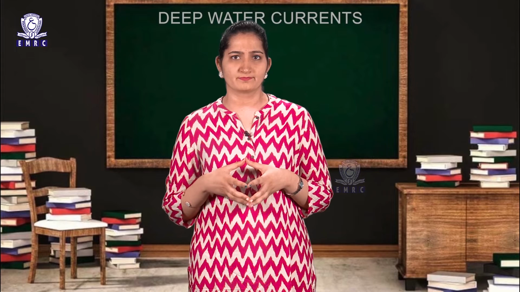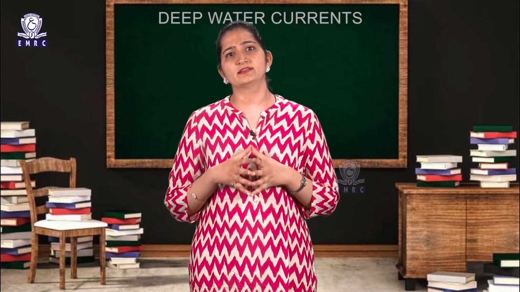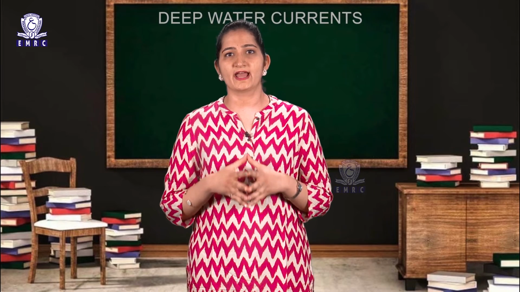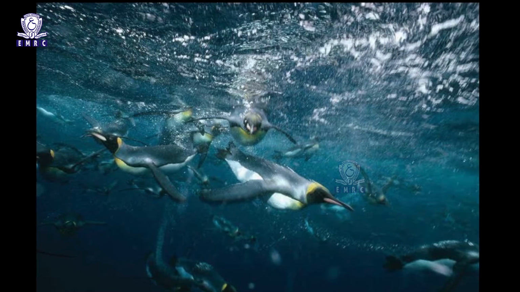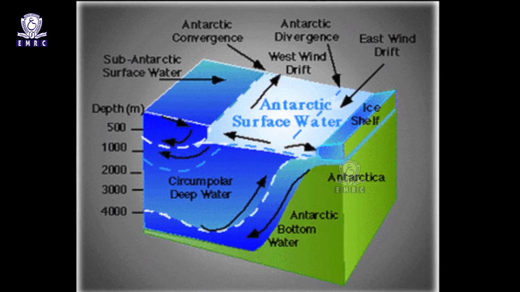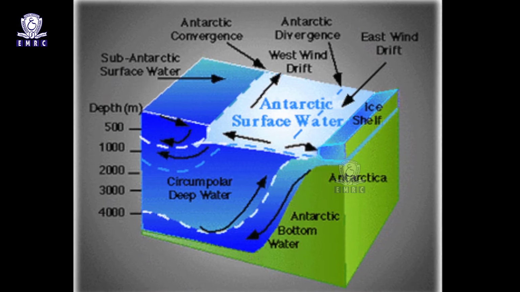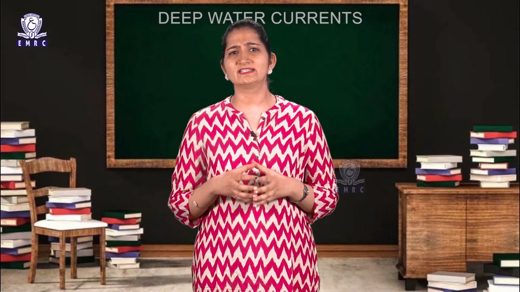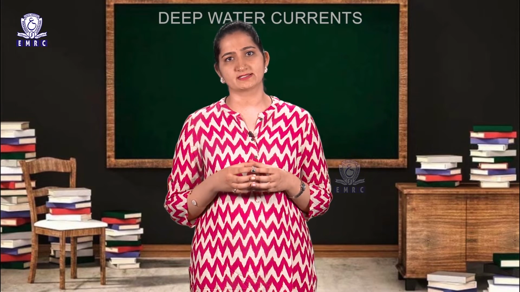Deep water currents. Deep water currents are another category of the ocean currents. They are also called the thermohaline circulation. They are found below 400 meters and make up about 90% of the ocean. Like surface currents, gravity plays a dominant role in the creation of deep water currents. This is mainly caused by the density differences in the oceanic water masses.